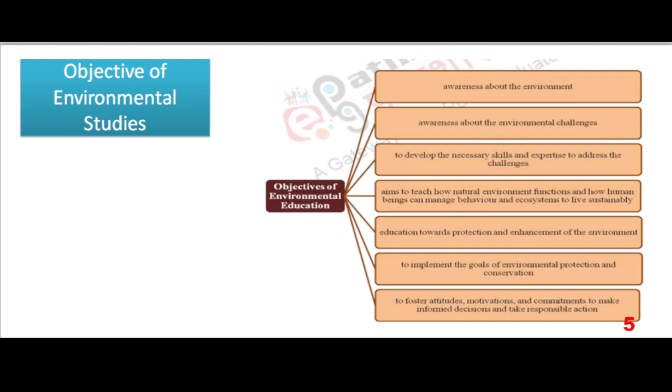Then to implement the goals of environmental protection and conservation, putting into action specific strategies aimed at conserving natural resources and protecting ecosystems. For example, enforcing laws that limit emissions from factories to reduce air pollution.